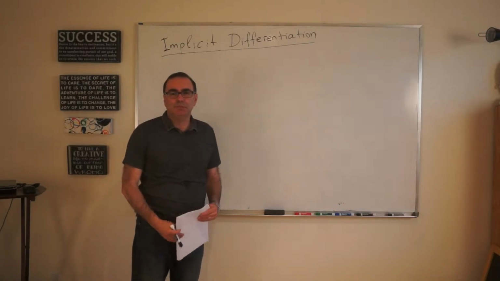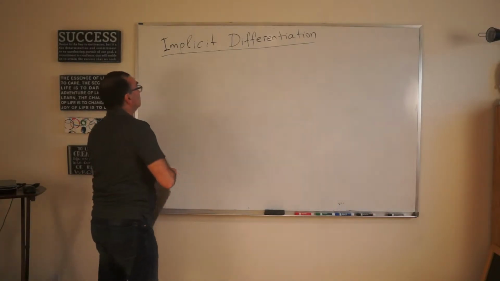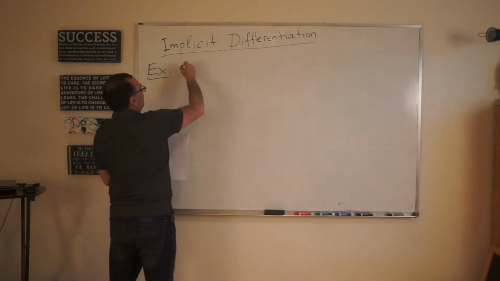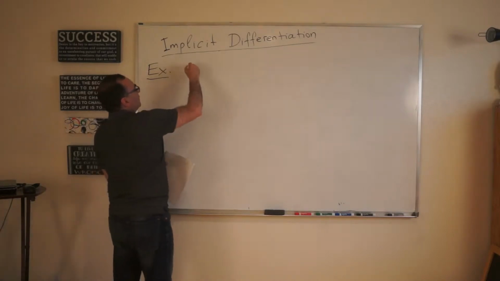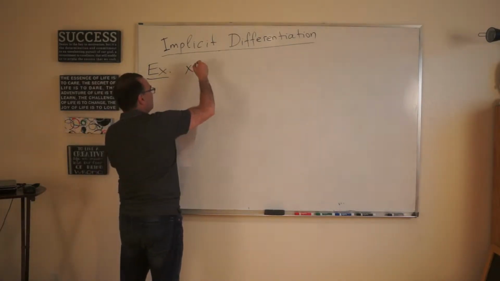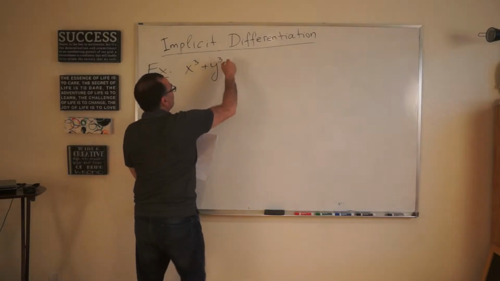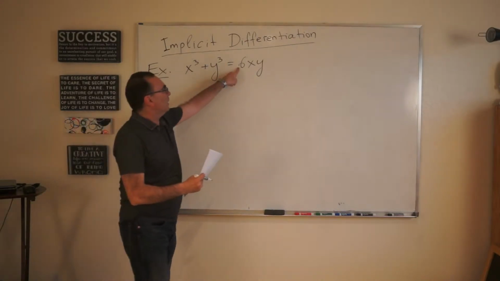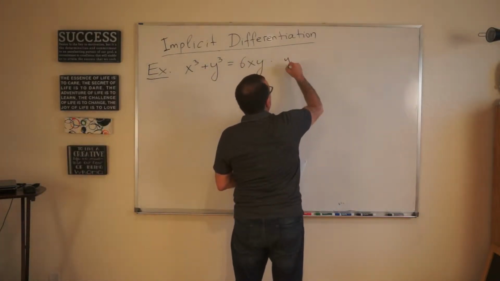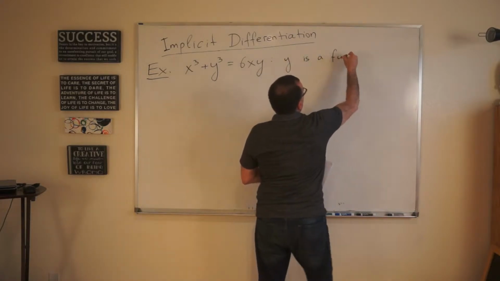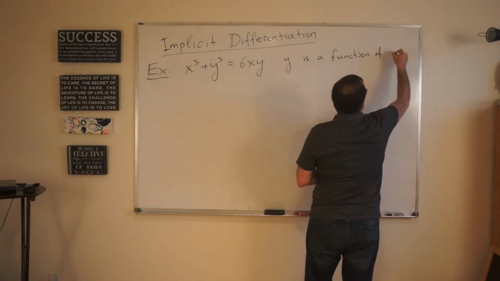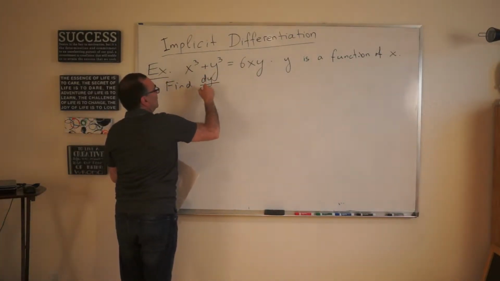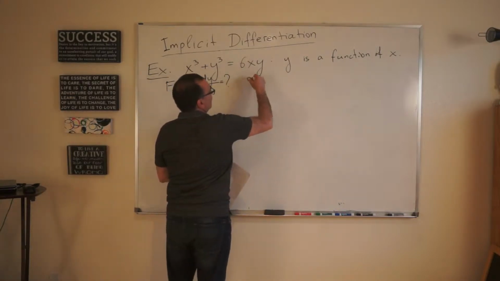Here is another example of implicit differentiation. Again, equation involving x and y. X to the power 3 plus y to the power 3 equals 6xy. This equation represents y as a function of x. And the question is find the derivative of this function, dy over dx. Again, it can be written as just y prime.